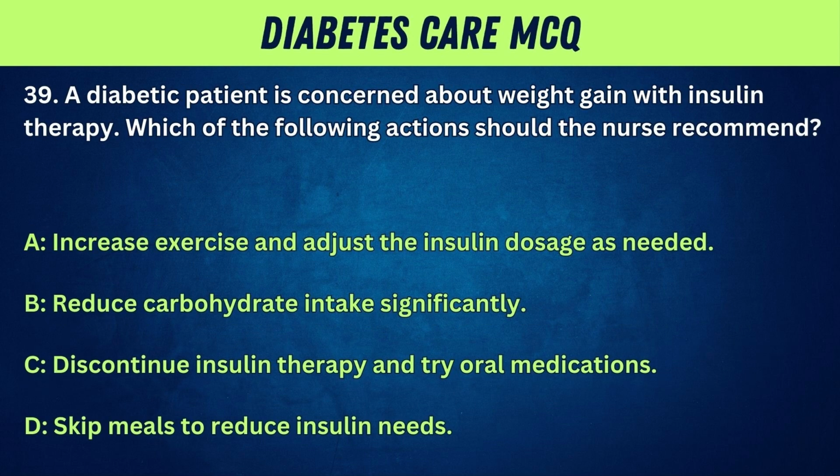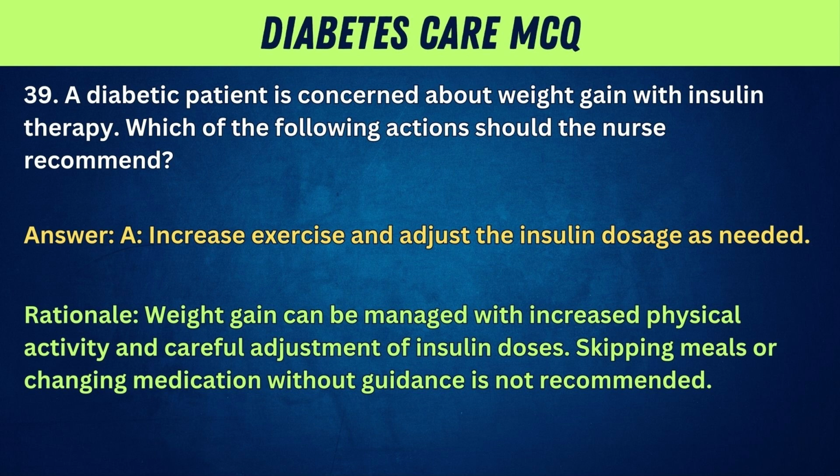39. A diabetic patient is concerned about weight gain with insulin therapy. Which of the following actions should the nurse recommend? A. Increase exercise and adjust the insulin dosage as needed. B. Reduce carbohydrate intake significantly. C. Discontinue insulin therapy and try oral medications. D. Skip meals to reduce insulin needs. Answer: A. Increase exercise and adjust the insulin dosage as needed. Rationale: weight gain can be managed with increased physical activity and careful adjustment of insulin doses. Skipping meals or changing medication without guidance is not recommended.